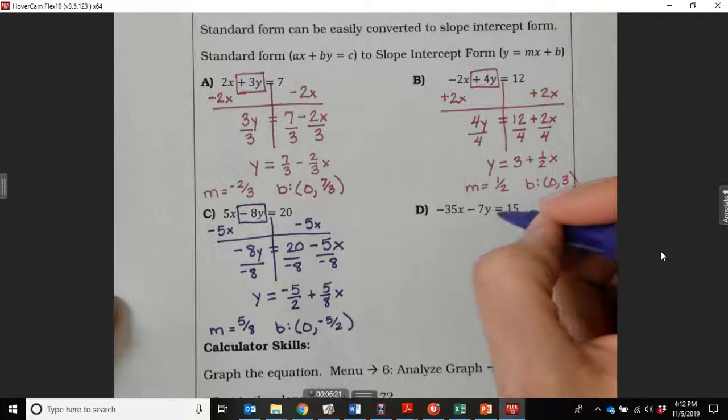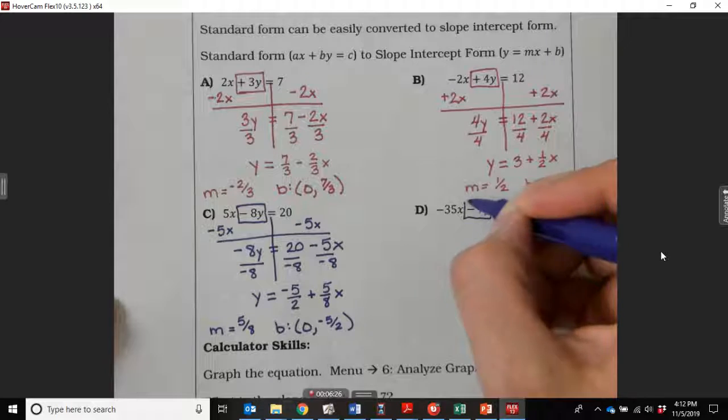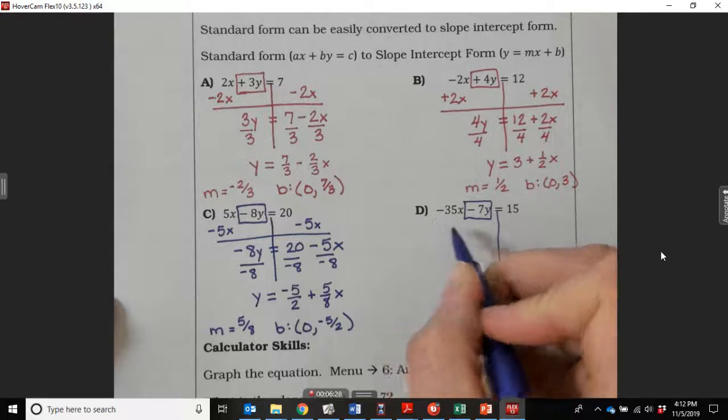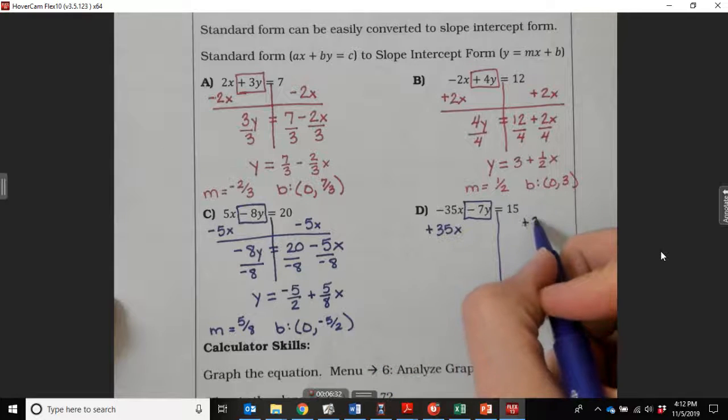Okay, last one. Brick wall, box in the variable. We're still solving for y. Opposite of a negative 35x is to add 35x to both sides.